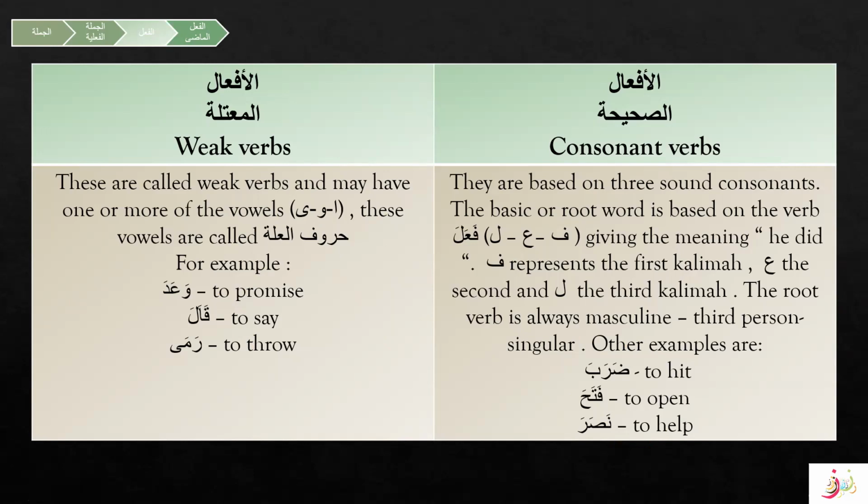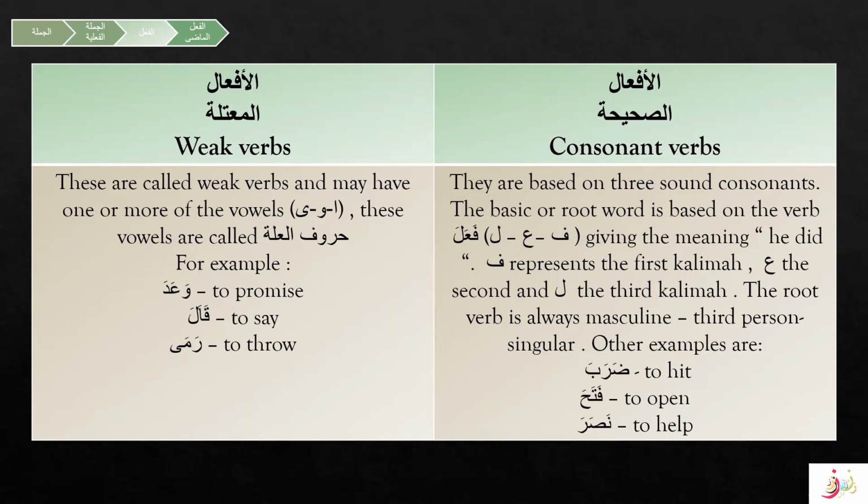Alhamdulillah. So here, afal mu'talla are also called weak verbs. Why weak verbs? We will inshallah learn that in surf, when we start doing more rules in our surf studies. They are called weak verbs and may have one or more of the vowels, and they are alif, waw, and ya. And these vowels are called huruf illa.